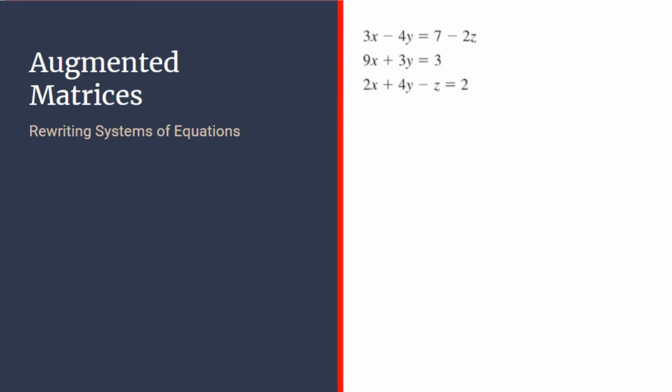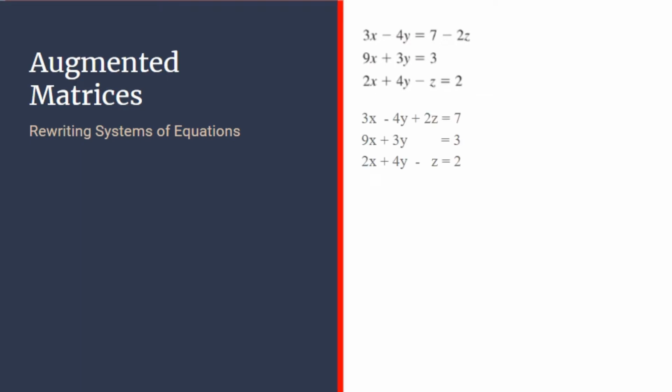Now let's consider augmented matrices. Augmented matrices are what you use when you're rewriting systems of equations. The others were expressions. They did not have the equal sign. These have the equal sign, so we want to be sure that we rewrite it in standard form. We want all the x, y, z, all the variables on the left-hand side so that it looks like this.